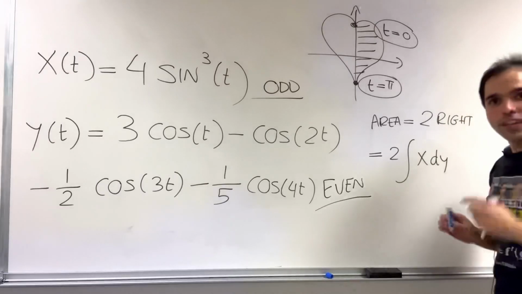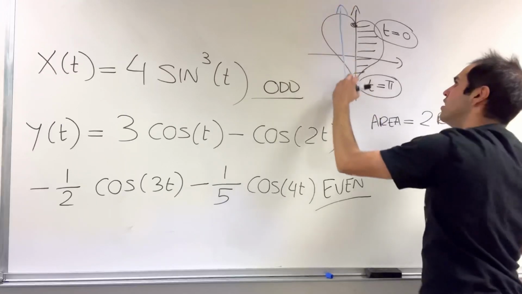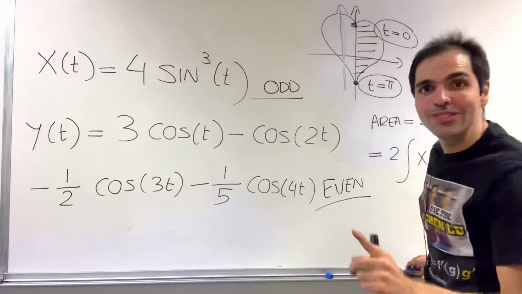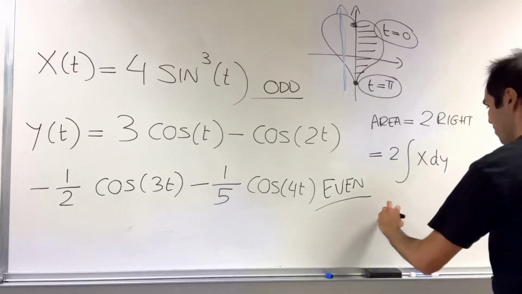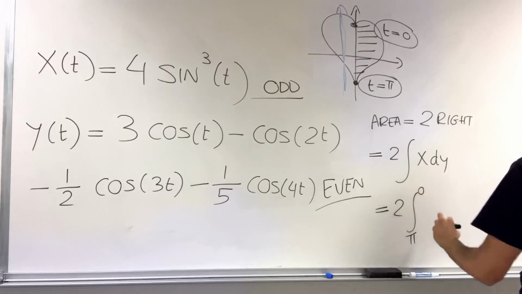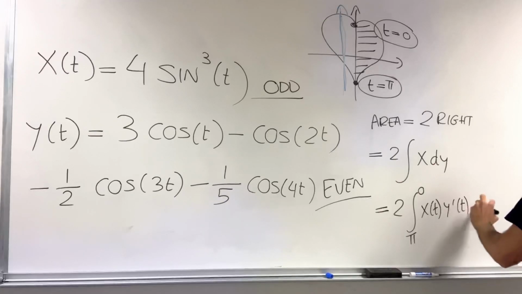And remember, we're integrating in the positive y direction, which really says that we integrate from pi to 0, not from 0 to pi. So now what this becomes is 2 times the integral from pi to 0 of x of t, y prime of t dt.